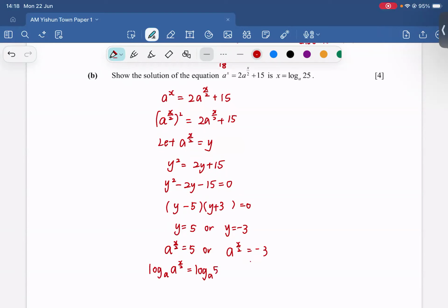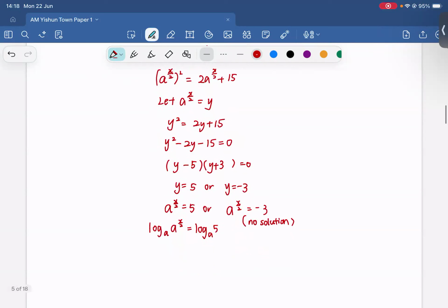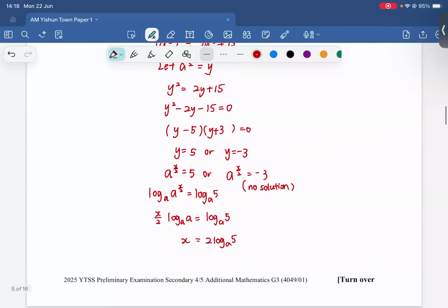Okay, this one got no solution. Why? Because a to the power anything cannot be negative. So after that, for this one, you can bring the x over 2 down. Log a a is actually 1. So x is just equals to 2 times of this. Then the 2 just brings up, it becomes 5 squared. So it becomes 25.